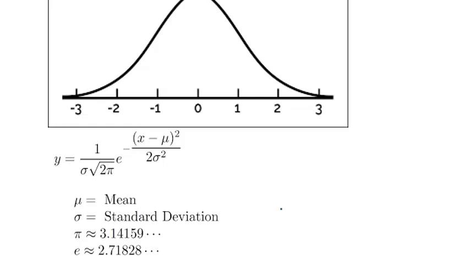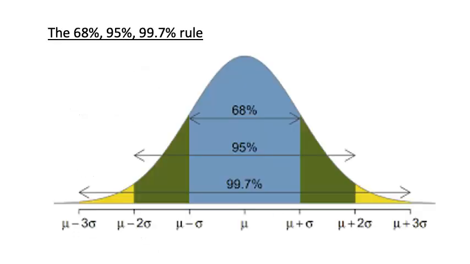However, you don't really need to know how to use this equation in particular because there are some really cool properties of the normal distribution. In particular, there's something called the 68, 95, 99.7 rule. This says that 68% of your data, so you see right here in the blue, is within one standard deviation. So if you've got your mean in the middle, and you've got the mean minus standard deviation, mean plus standard deviation.